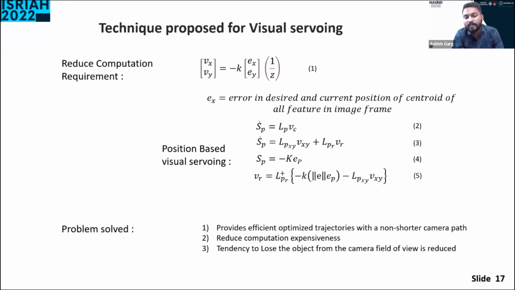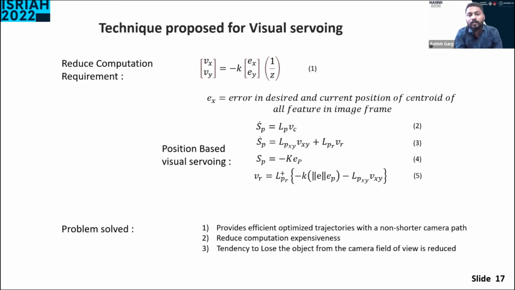So how do we calculate the velocity in xy direction? We are using equation number 1. The issue with pose-based visual servoing was that the targeted object would be lost from the camera field of view. So we make sure that the object will not leave the camera field of view. How are we making this sure? We take the centroid of all the features and create a proportional controller such that the velocity in the x and y directions is proportional to the error in the position of the centroid in the image frame.